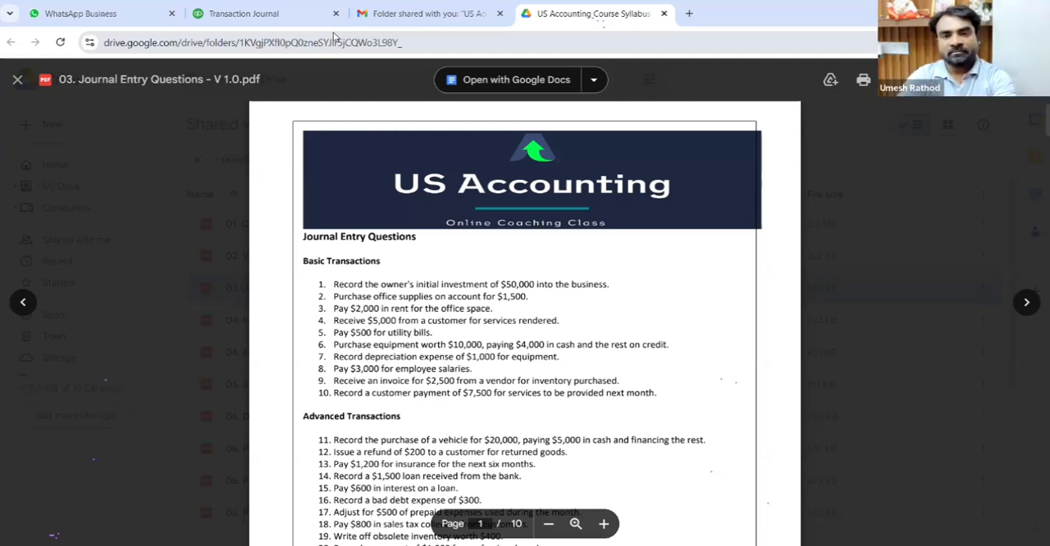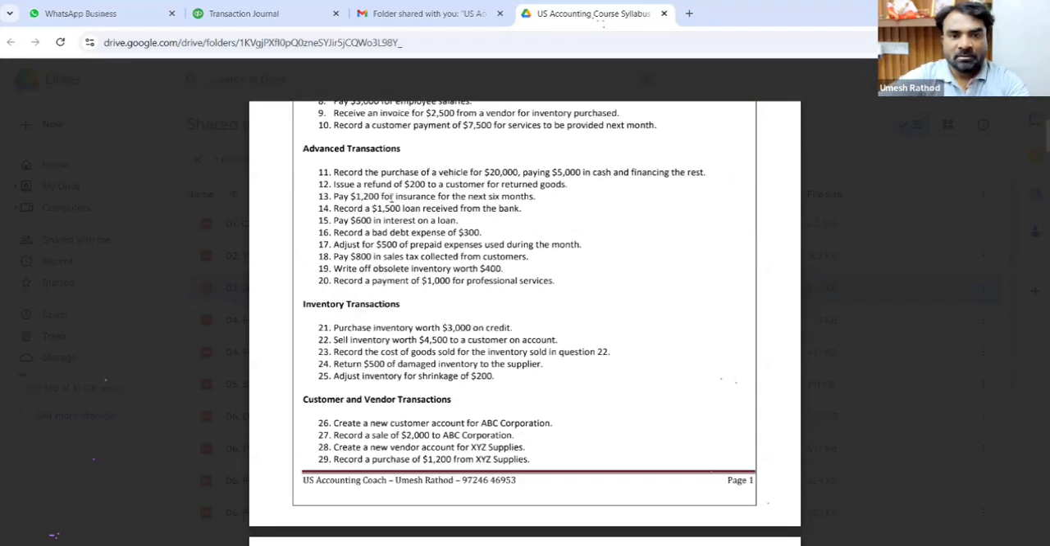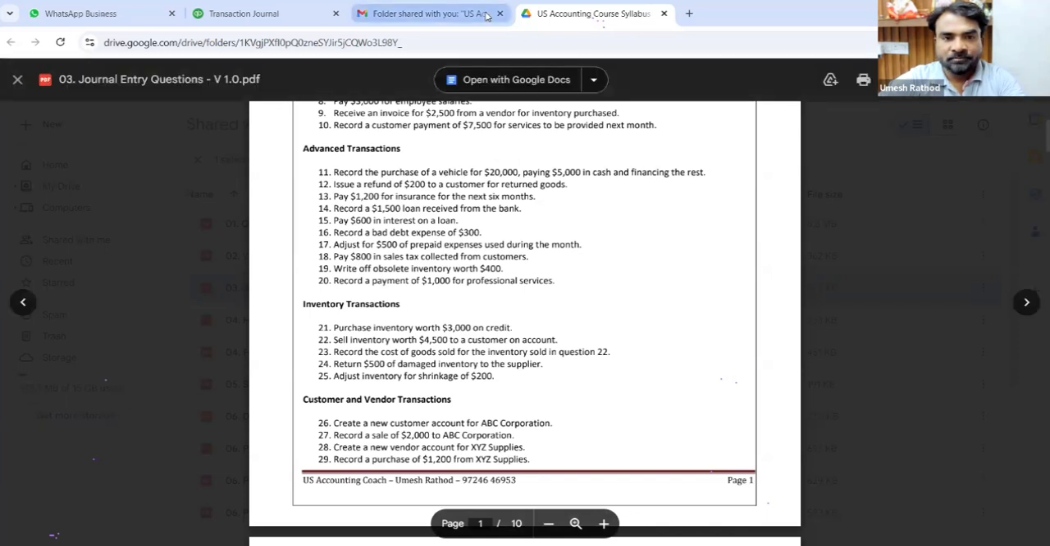What is the next transaction? Record the purchase of a vehicle, $20,000, paying $5,000 in cash and financing the rest. Now, to understand this transaction, we are going with our own example. We are purchasing one car of $20,000, and that is for our business. So what are we going to do with the first transaction?